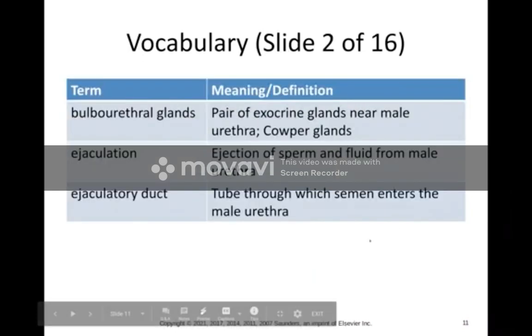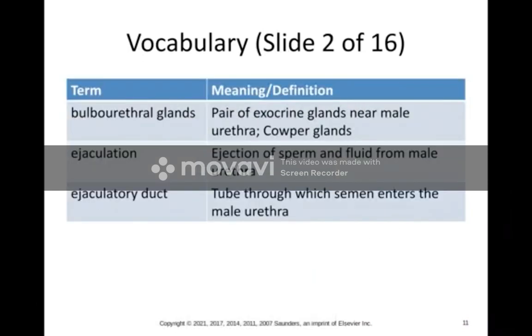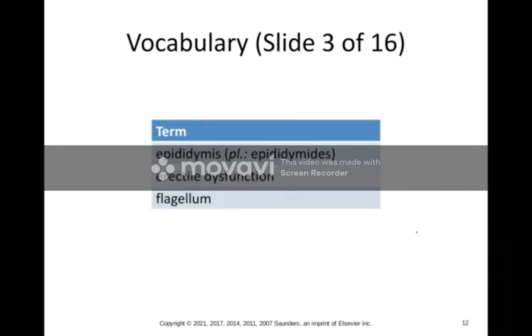Okay, so our vocabulary terms are the bulbourethral glands. This is the pair of exocrine glands near the male urethra, also known as Cowper glands. Ejaculation is the ejection of sperm and the additional fluid from the male urethra. The ejaculatory duct is the tube through which the semen enters the male urethra.